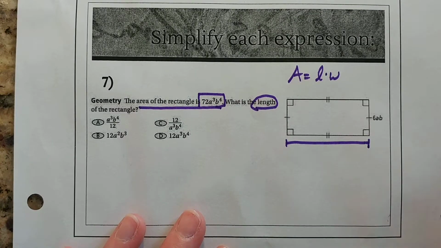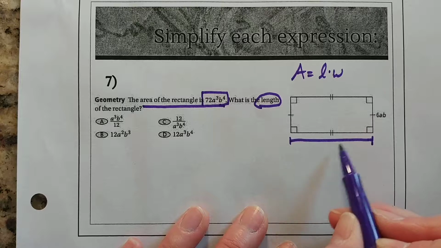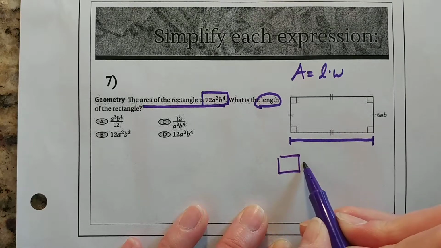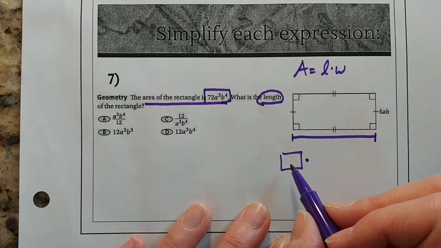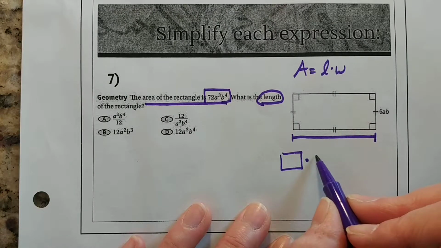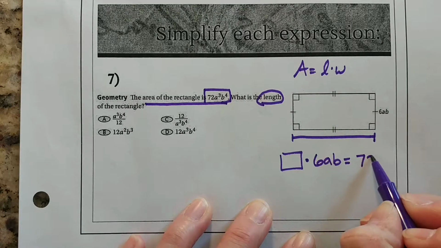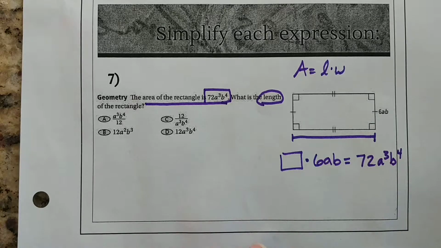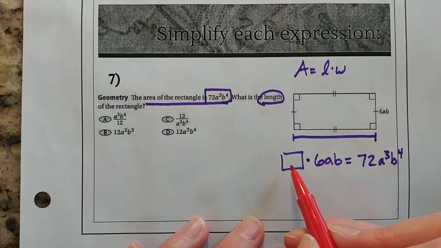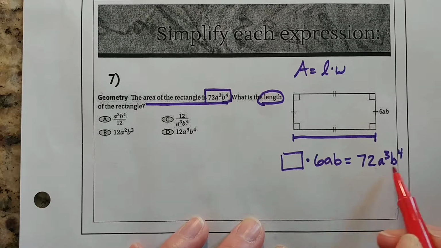Now before, what we did was we set up a blank little box, right? What's the length times the width? So we have length times width equals the area, which is this right here. Now, you could just try and guess and check and plug in what you think this would be. What times 6ab gives us this expression?